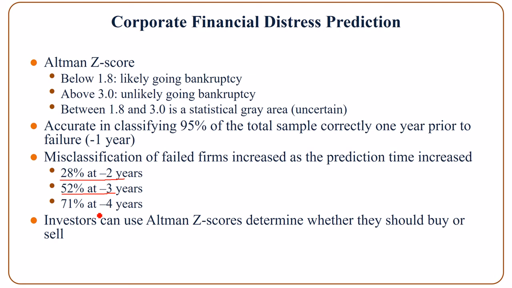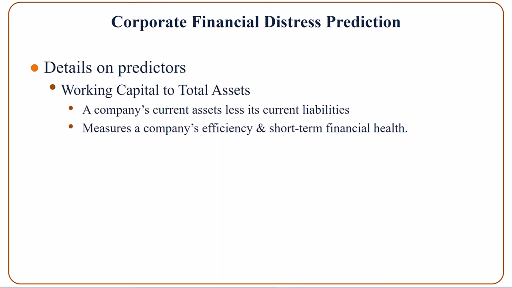The Z-score is very useful for investors, and they can use the Z-score to determine whether they should buy or sell. Now let's look at the predictors for more details. The first predictor is working capital to total assets.